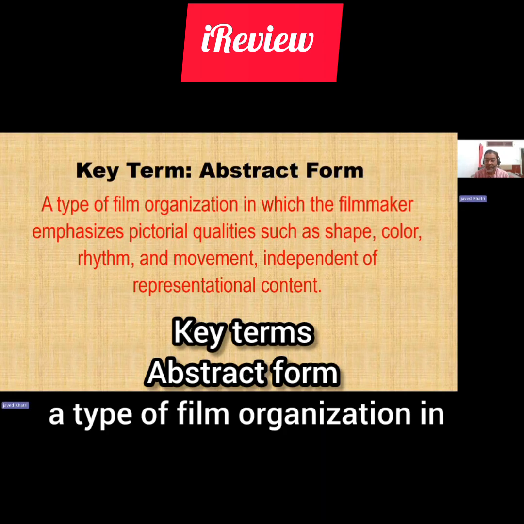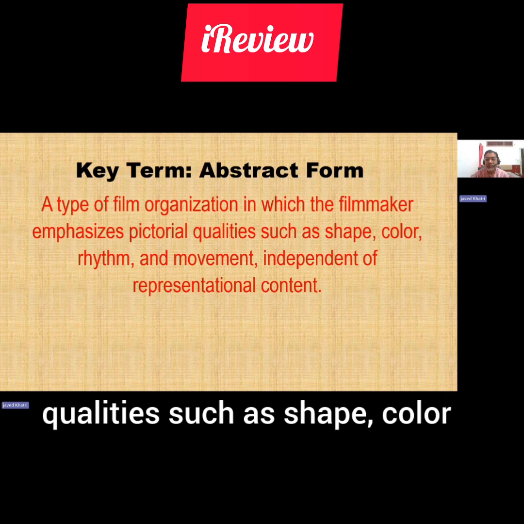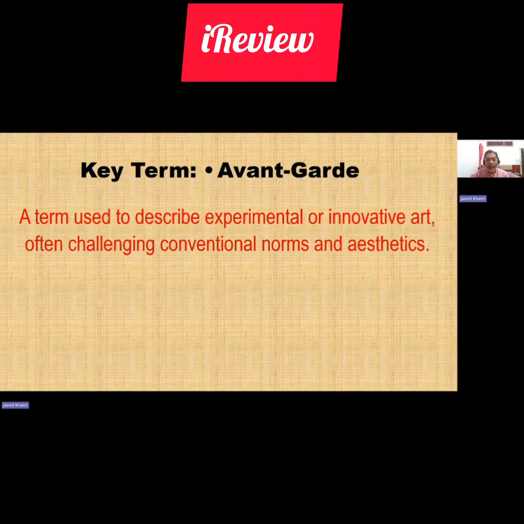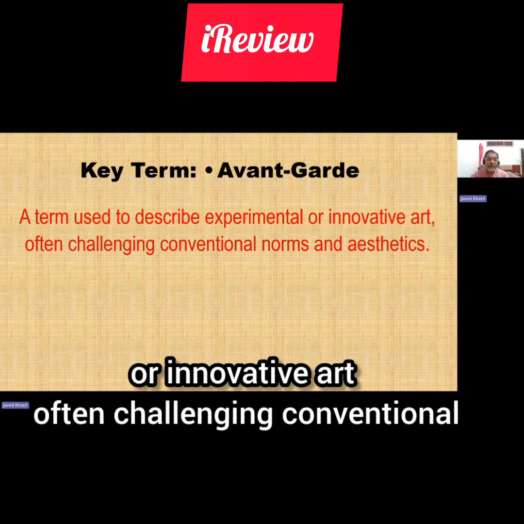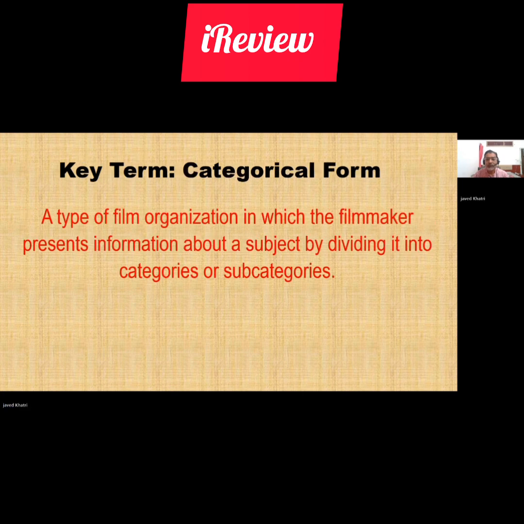Key terms: Abstract form, a type of film organization in which the filmmaker emphasizes pictorial qualities such as shape, color, rhythm, and movement, independent of representational content. Avant-garde, a term used to describe experimental or innovative art, often challenging conventional norms and aesthetics.